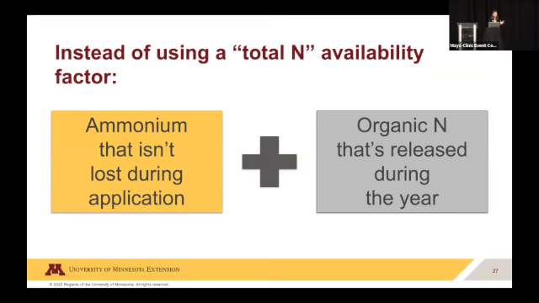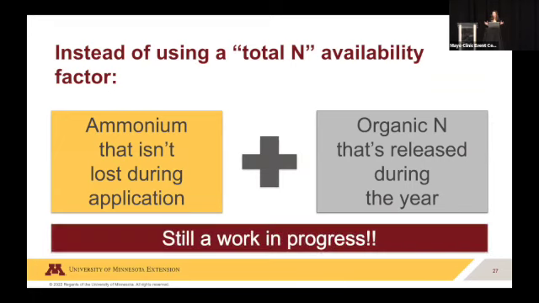However, some of this still needs to be worked out. How much organic nitrogen is released in the year? We still need to look into the literature and try to figure that out. So still a work in progress, but you heard it here first. This is probably one of the changes that's coming in the next few years.